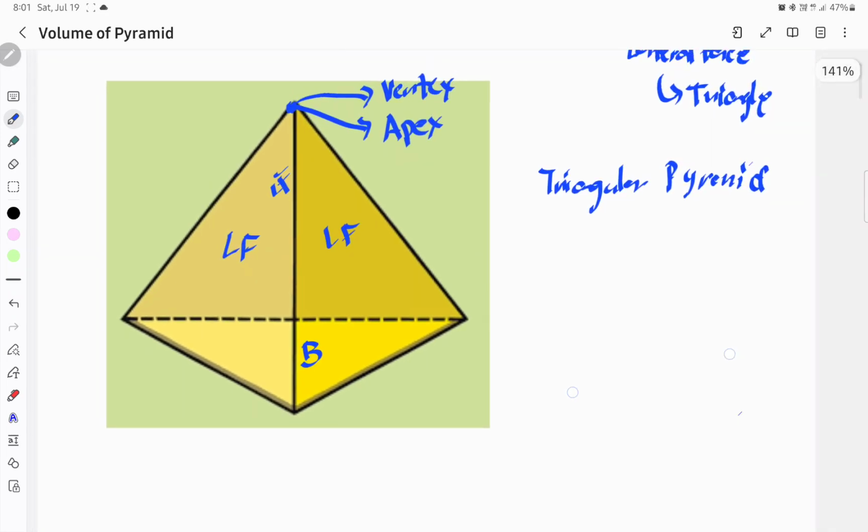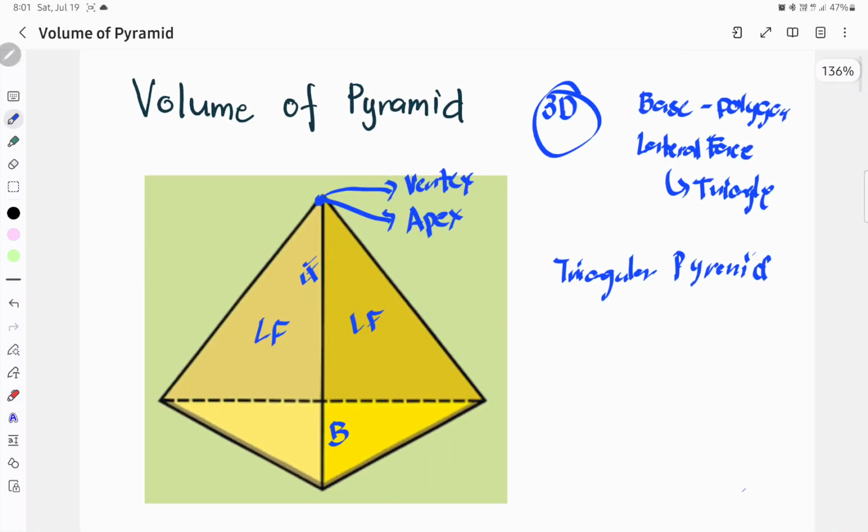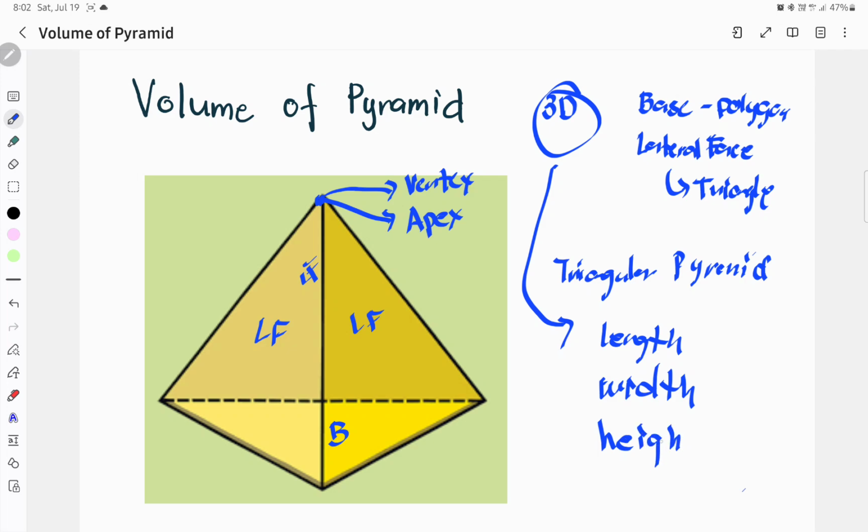Now, when we talk about volume, it encapsulates the three dimensions. That's why it's important to look at the length, width, and height of the three-dimensional object. When we look at this one, the length and the width are here at the base, and then the height is here. So that's how you look at a pyramid.